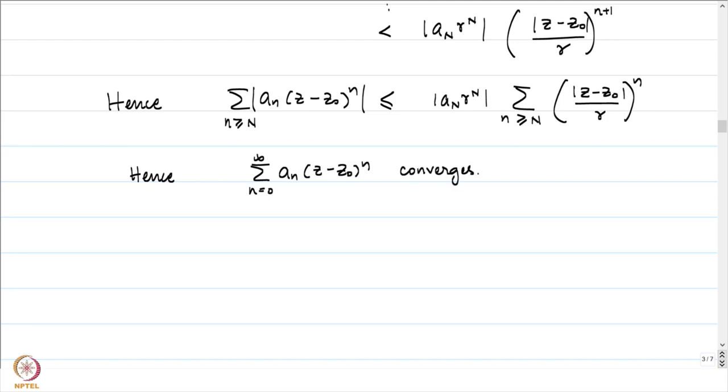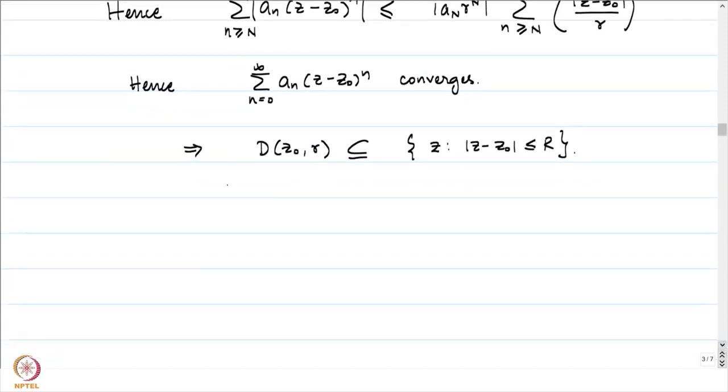In fact, we have shown that it converges absolutely. But what does that mean? This means that D(z0, r) is contained in the set of all z such that mod z minus z0 is less than or equal to capital R. Because if you go outside the closed disk of radius R, we know that the series diverges for sure. So this is certainly the case, and that implies that r is less than or equal to capital R. But that is precisely what we wanted.